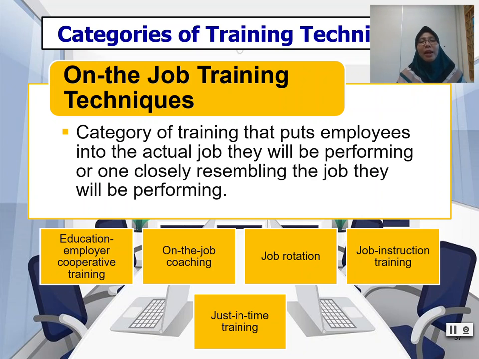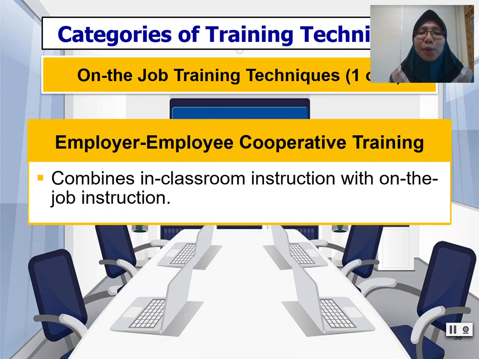Okay, so there are 5. Let's go one by one. The first one is employer-employee cooperative training. This one combines classroom instruction with on-the-job instruction. This is the first part.